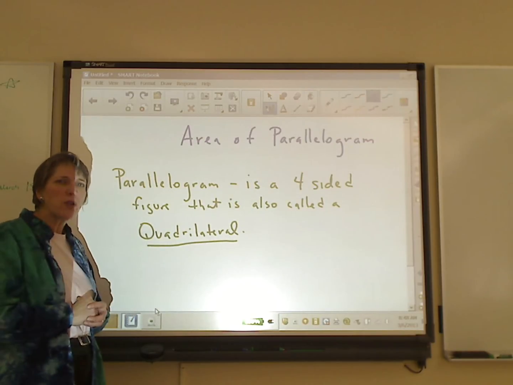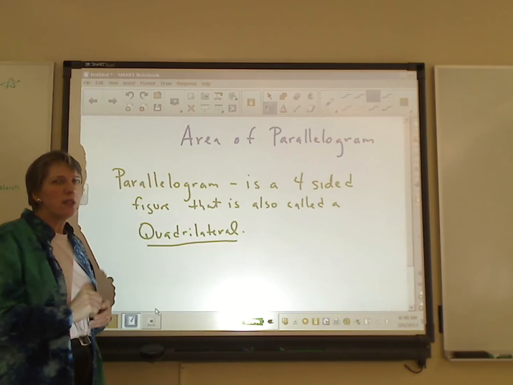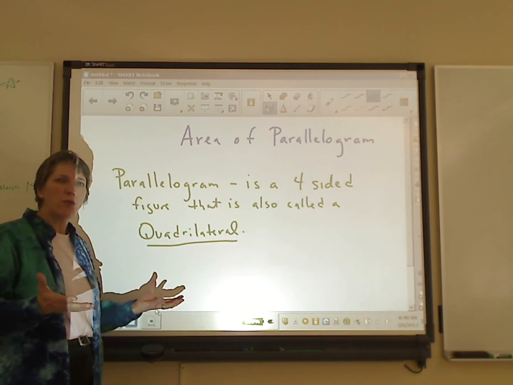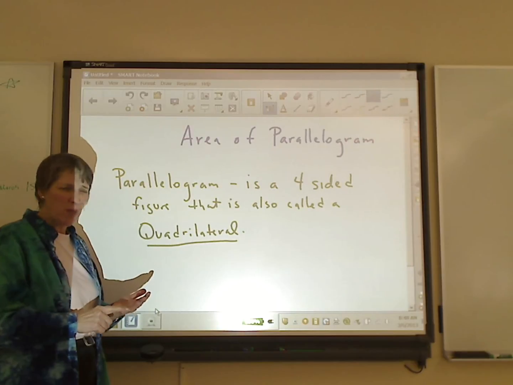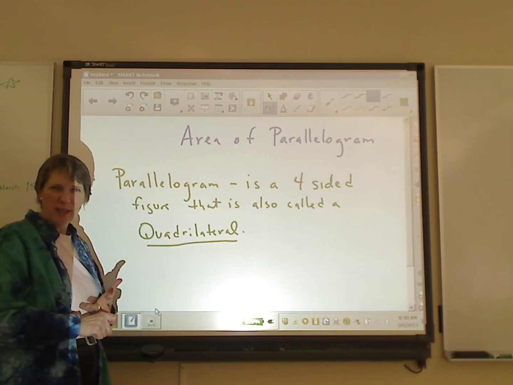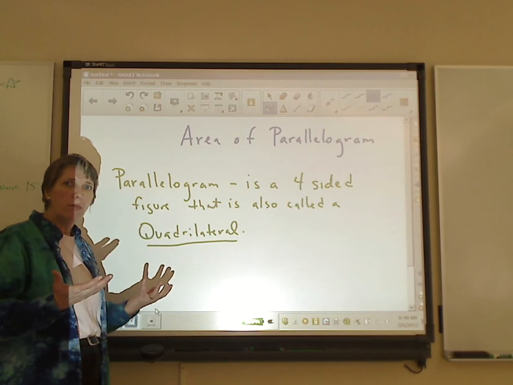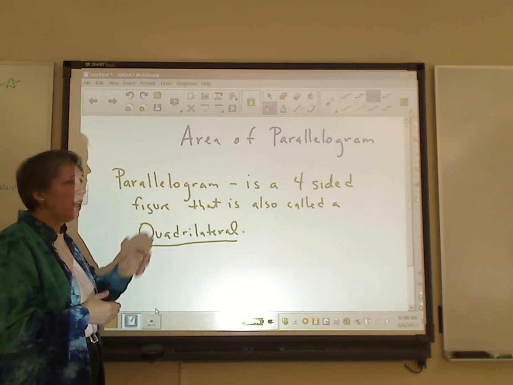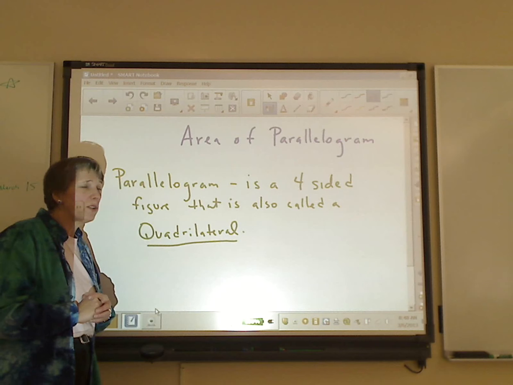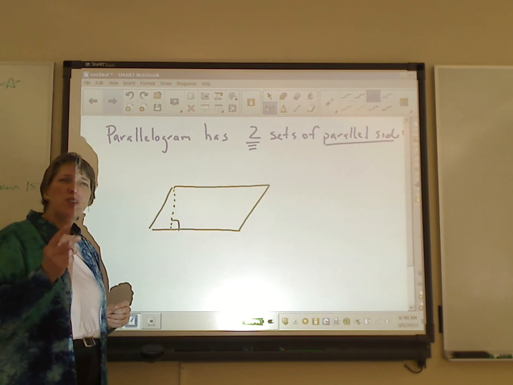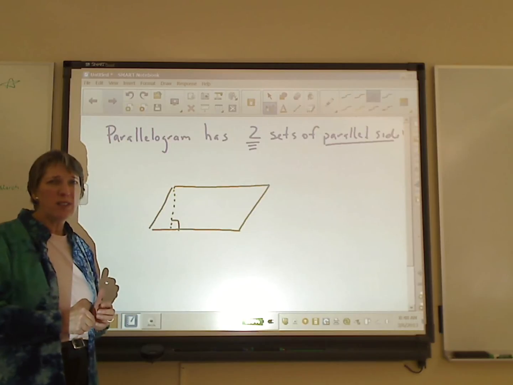It has a special, unique characteristic that makes it a parallelogram because there's all kinds of quadrilaterals. There's rhombus, there's a square, there's a rectangle. Those are all four-sided figures, and those are all quadrilaterals. But a parallelogram has a special characteristic. A parallelogram has two sets of parallel sides.